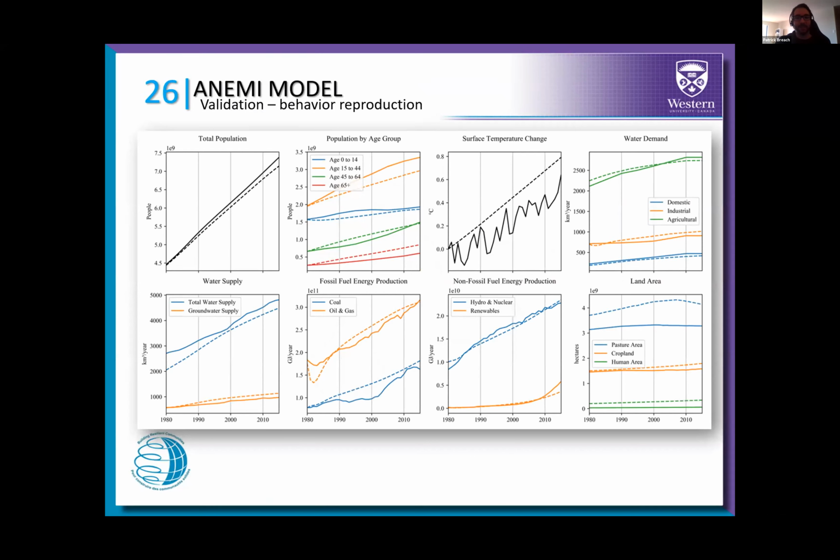So the model was validated on a global level through comparison to available global data sets for population, temperature change, water demands and supply, energy production, and global land area. Here we show the ANEMI results as dotted lines with the global data sets. Overall, we found a good agreement between the model results and global data sets, with the intention of capturing the overall behavior of the Earth system. As there are many different working parts, we're not necessarily trying to match the values, but we want to capture that general behavior in all of the different sectors together.